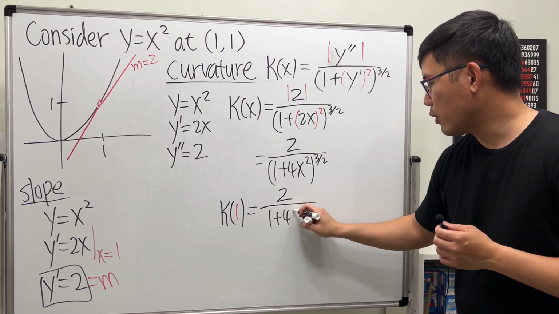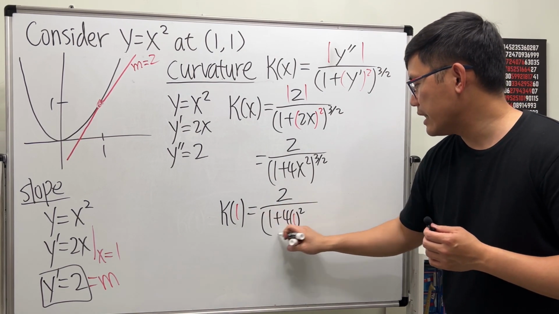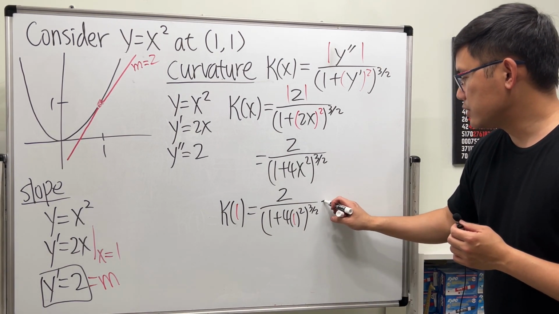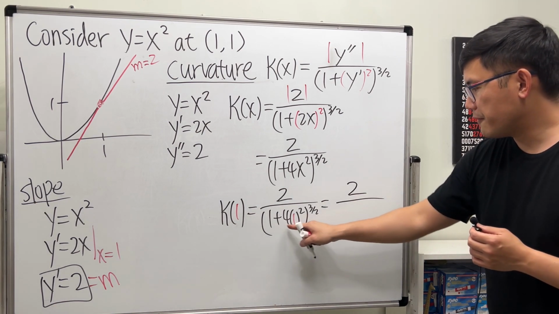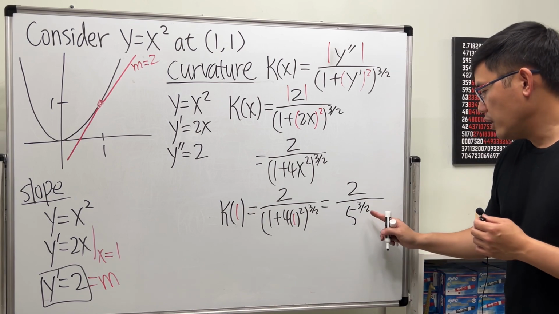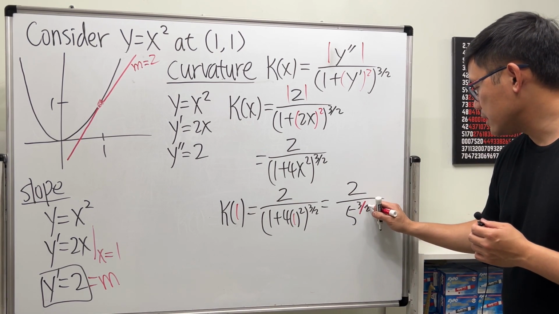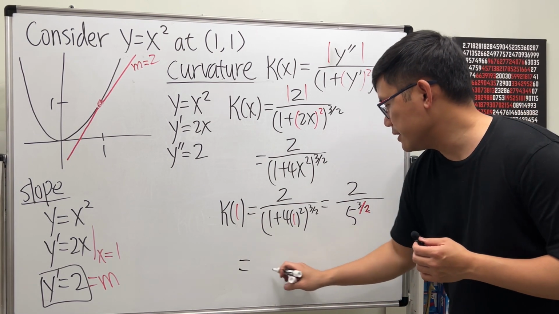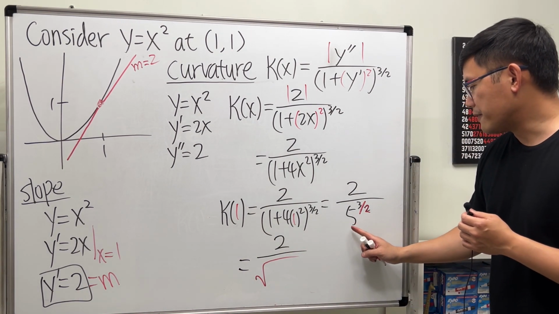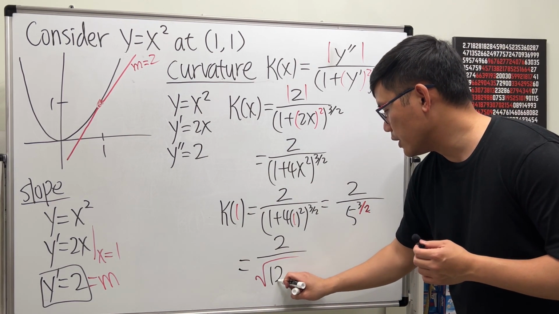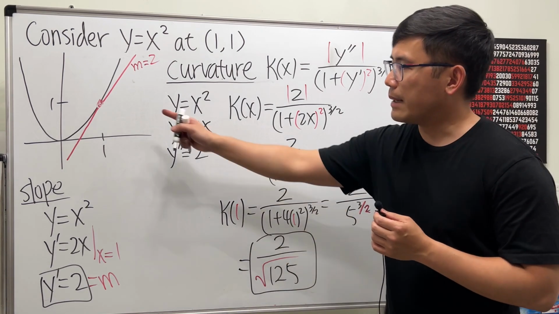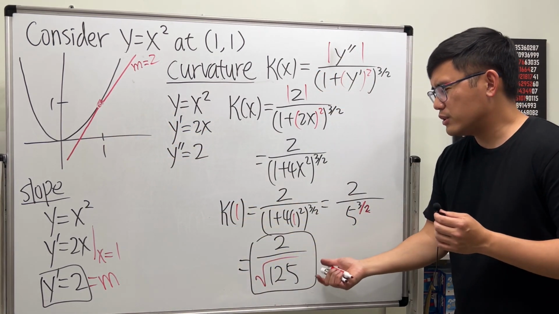kappa at 1 is just 2 over 1 plus 4 times 1 squared, and then raised to the 3/2 power. If you work this out a little bit, this is just going to be 2 over 5 raised to the 3 over 2 power. The over 2 power is the same as the square root, so we can write this as 2 over the square root of 5 to the third power, which is 125.